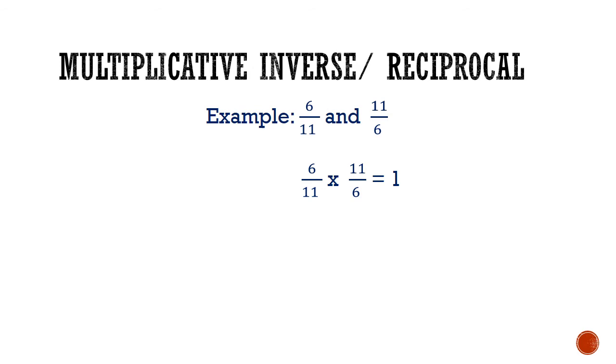So, when do you say one is a multiplicative inverse of the other or reciprocal of the other? On multiplying those two, if you get the answer 1, then you can say one number is a multiplicative inverse of the other or reciprocal of the other. Is it clear? So 6 by 11 is the reciprocal of 11 by 6 and 11 by 6 is the reciprocal of 6 by 11.